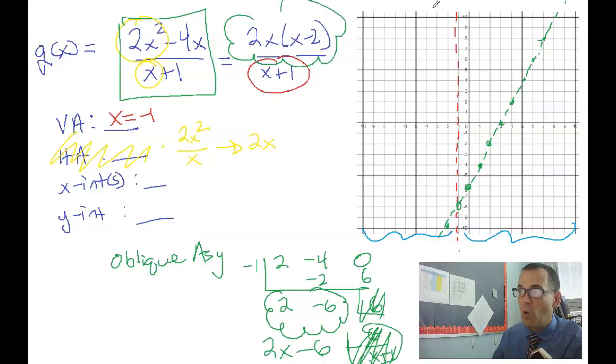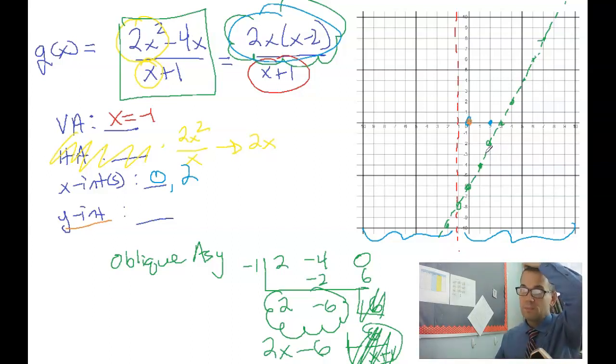X-intercepts are going to be whatever makes that numerator 0. So that numerator is 0 when x is 0 and when x is 2. So I'm going to have a point here, and I'm going to have a point here. The y-intercept is what I get if I plug in 0 for x. If I plug in 0 for x, the top is 0. Well, I already have the y, it's right there.